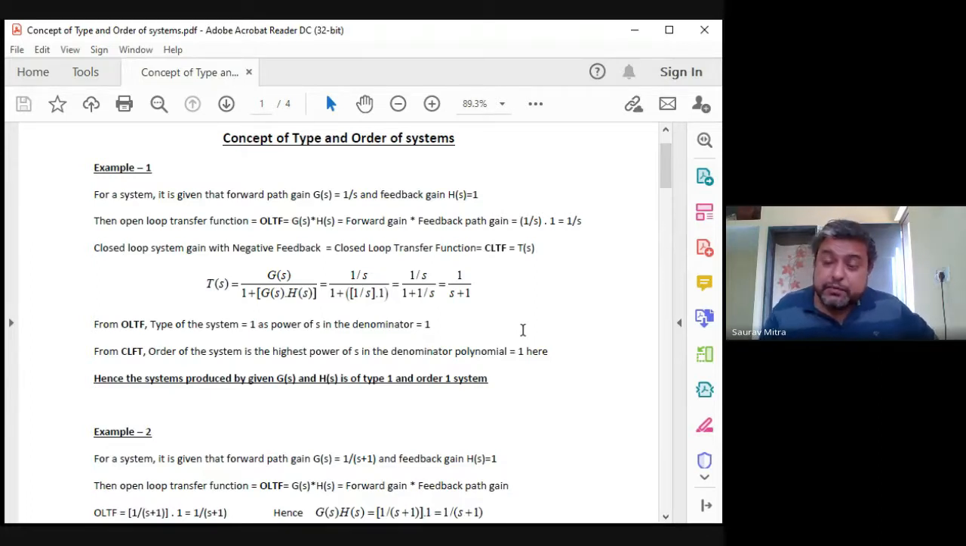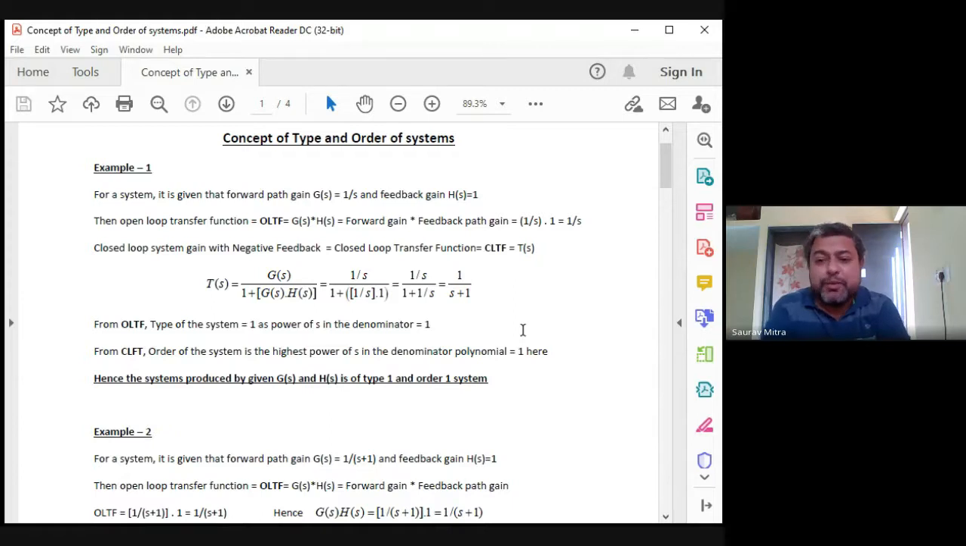Stable or unstable? For that we need to know the characteristic equation. What is the characteristic equation? s plus 1 is equal to 0. Denominator equal to 0 is the characteristic equation. What do we do with the characteristic equation? First, you find the roots of the characteristic equation. What is the order of the system? Do you find the order from the open loop transfer function or the closed loop transfer function? Closed loop, sir. Very good. So the open loop transfer function gives you the type, and the closed loop transfer function gives you the order.